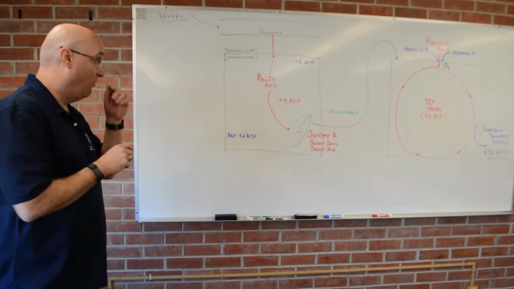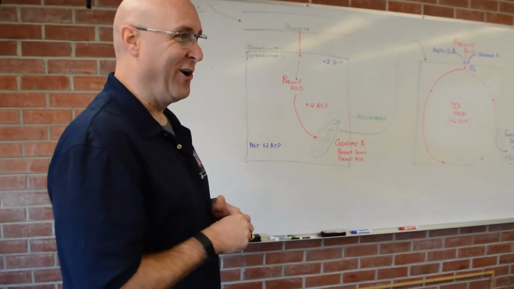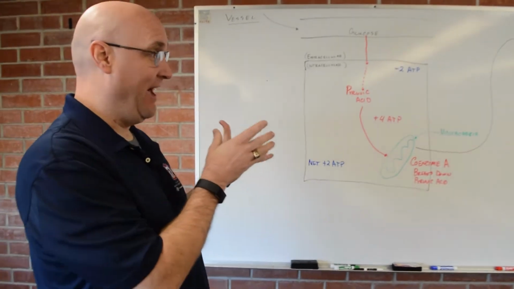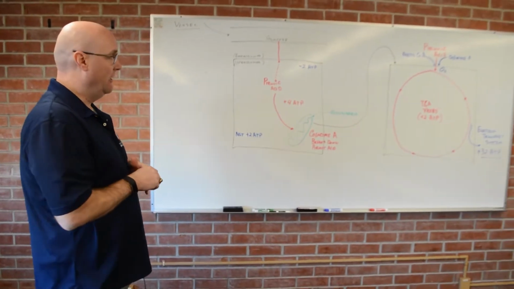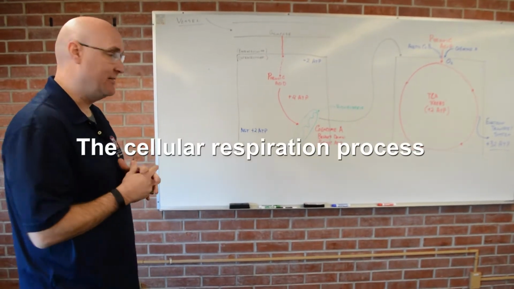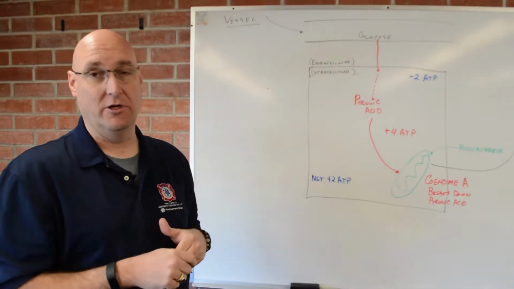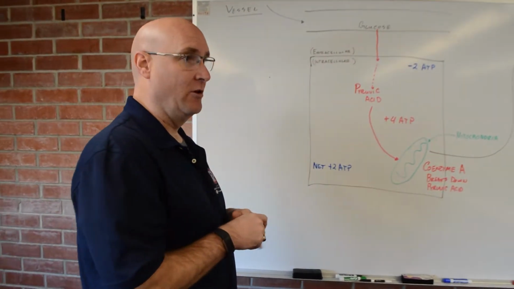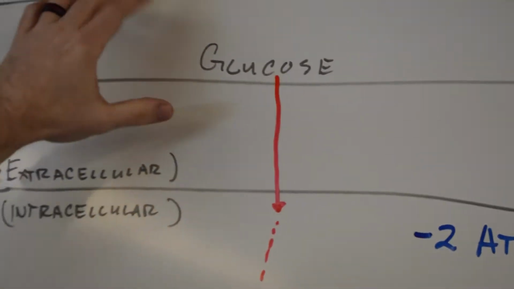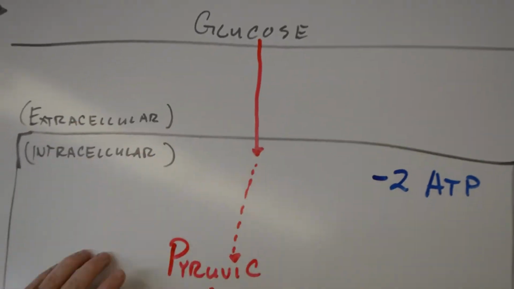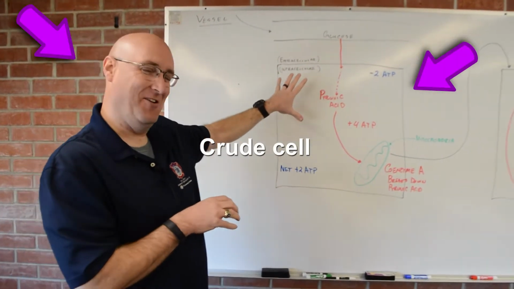But it's important to understand that in order for the cells to have energy and their body to have energy, we need to create energy through the cellular respiration process. And the best way that our body gets energy is through the breakdown of glucose. Right? And that breakdown of glucose, as you know, is called glycolysis. So we have glucose in our vessel, and we have an extracellular space and an intracellular space. This is my crude representation of what the cell looks like, okay?